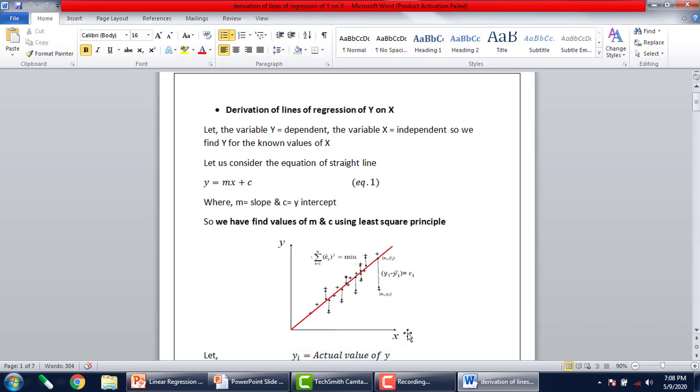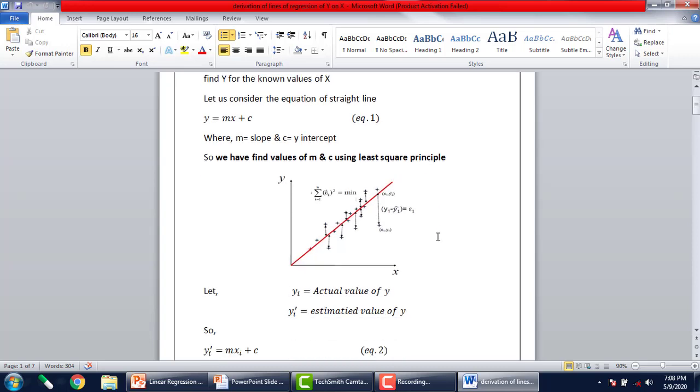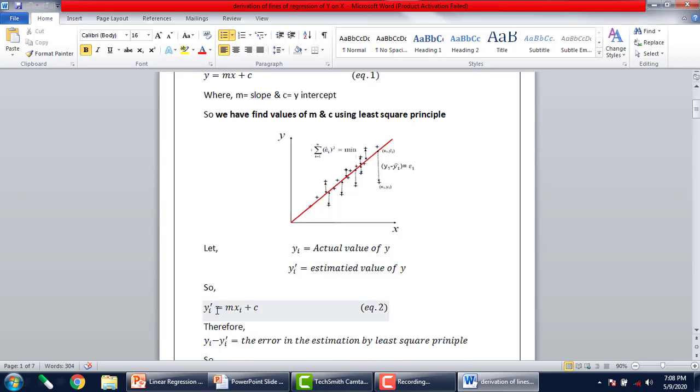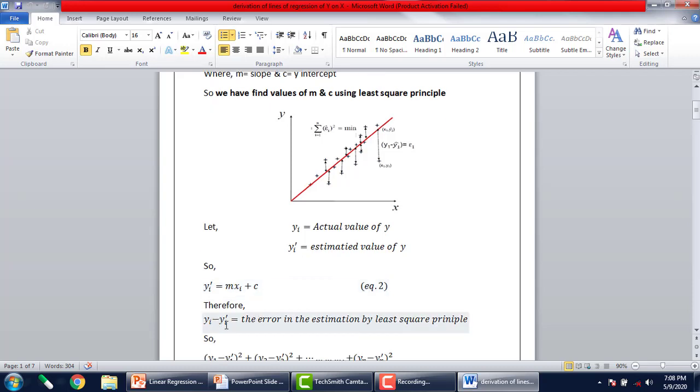So in this graph, there are x and y variables. That straight line is there. The actual point is y1 and the estimated point is y1 dash. So the difference between these is denoted by e1. Again we are applying the least square principle. So yi is equal to the actual value of y, yi dash is equal to the estimated value of y. So yi dash is equal to mxi plus c, and yi minus yi dash is the error in estimation by least square principle.